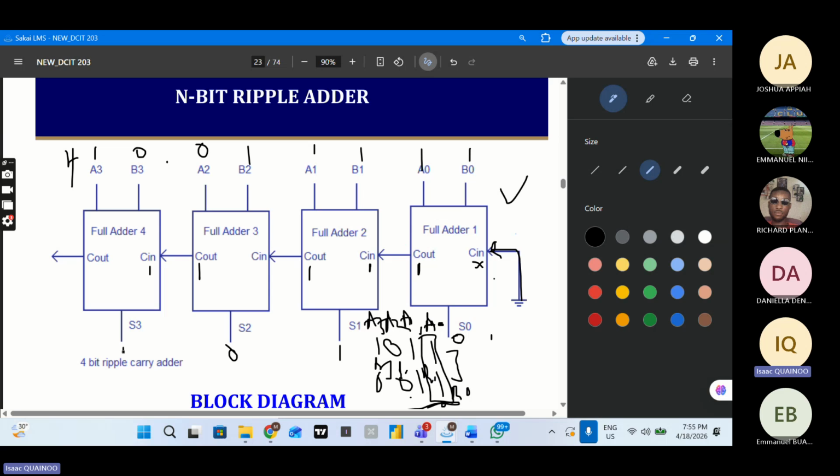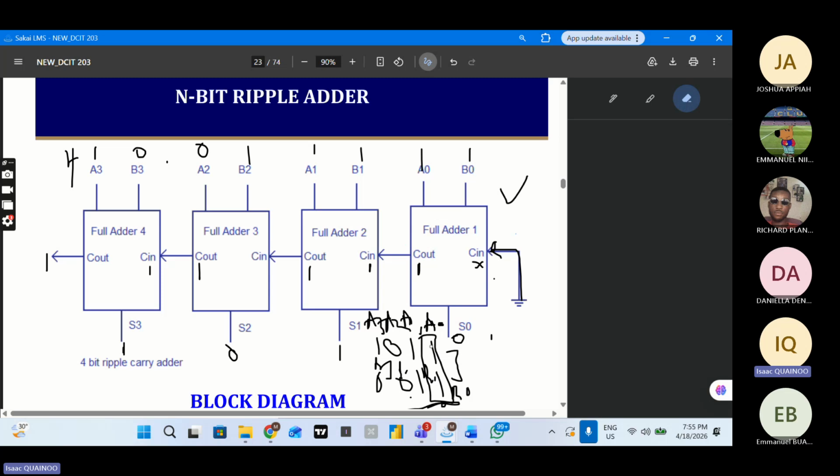That is going to give you 1, right? And a carry out of 1. I believe we can all see that, right? So this is how such an addition operation is going to be performed.